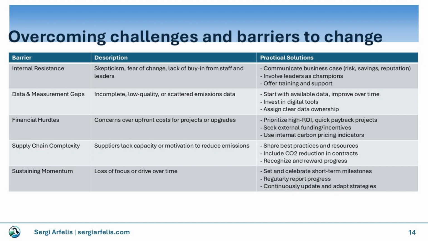Now, let's look at some of the most common barriers companies face and practical solutions you can apply. Internal resistance is a big one. Skepticism, fear of change, or lack of buy-in from staff and leaders can stall your progress. The best way to address this is to clearly communicate the business case for OCF, showing how it manages risk, saves money, and enhances reputation. Involve leaders as champions and provide training and support to help everyone adapt.